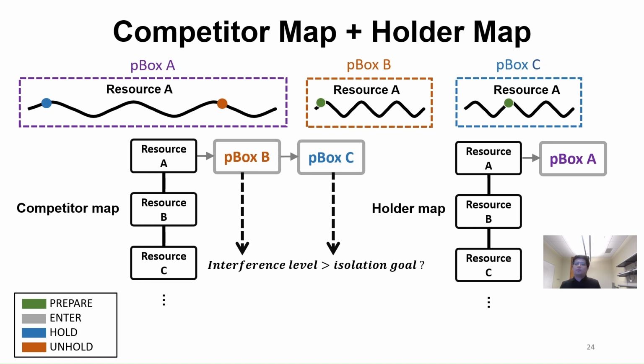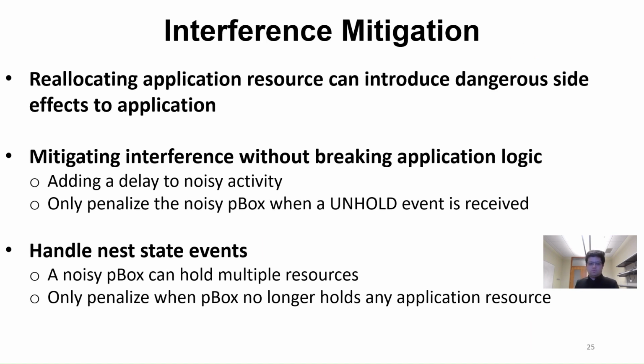If the threshold is exceeded, the manager marks the pBox in the holder map as the noisy pBox and the pBox in the competitor map as the victim pBox. Once the pBox manager detects an interference, it starts to mitigate it. In the mitigation process, it is crucial to ensure that any actions taken do not disrupt the application logic or introduce dangerous side effects. Thus, pBox uses straightforward yet safe actions.